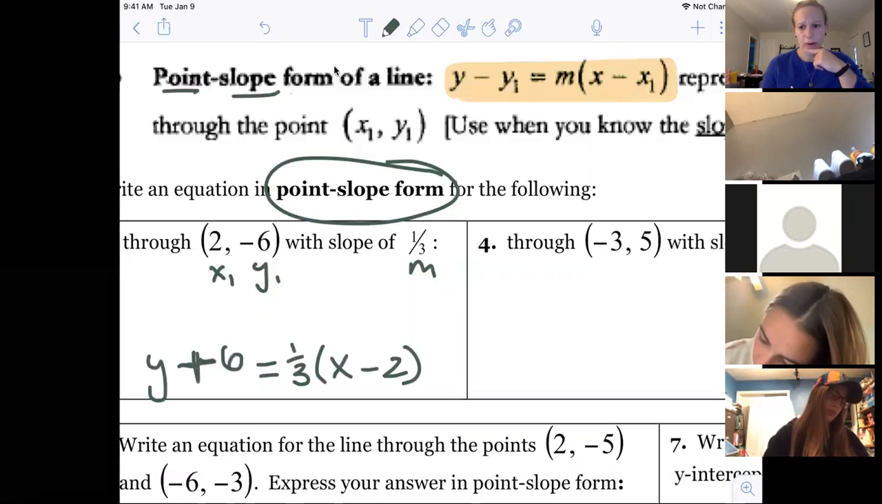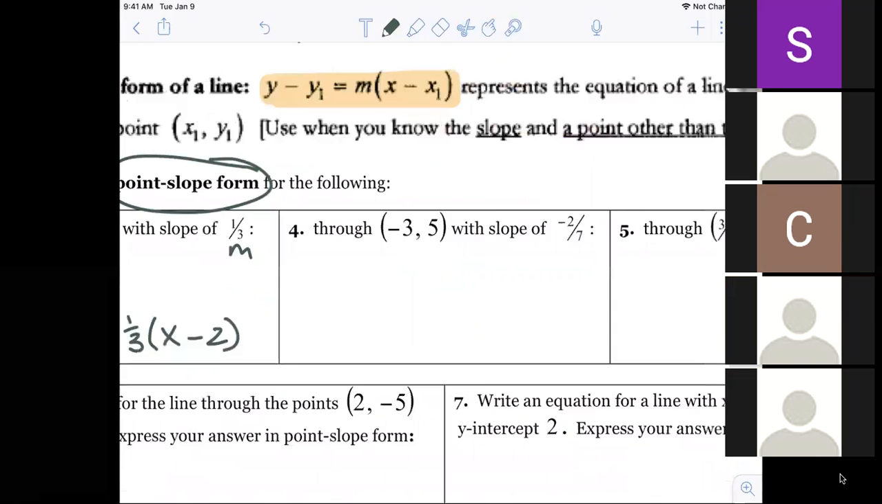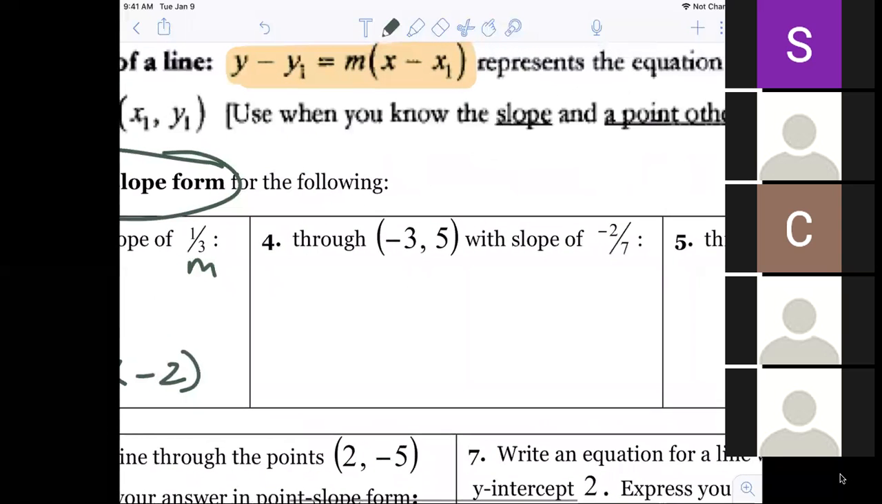All right, questions so far? All right, let's do the next one. It says through (-3, 5) with a slope of -2/7. Again, we've got to put it in point-slope form. And actually, this is like the one we just did. Who can help me on this one?